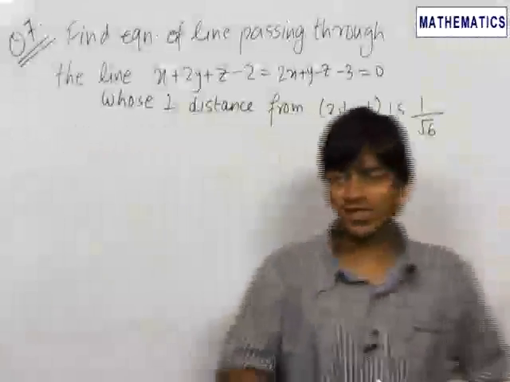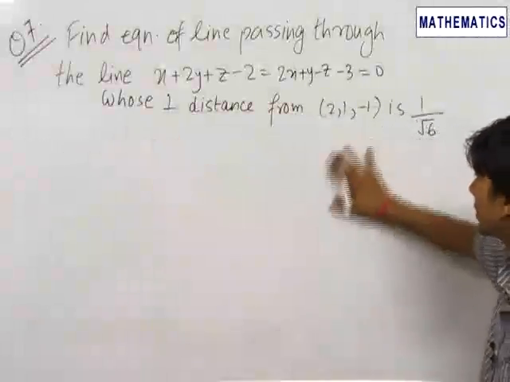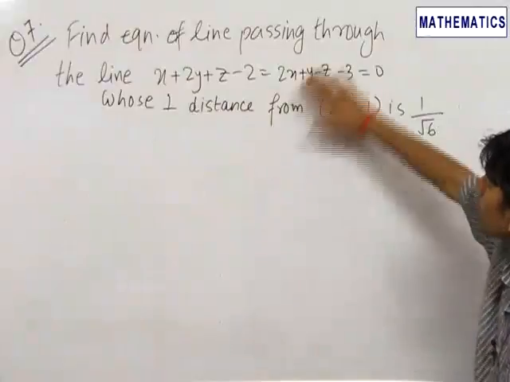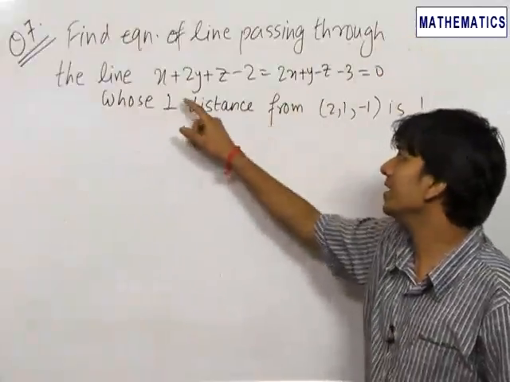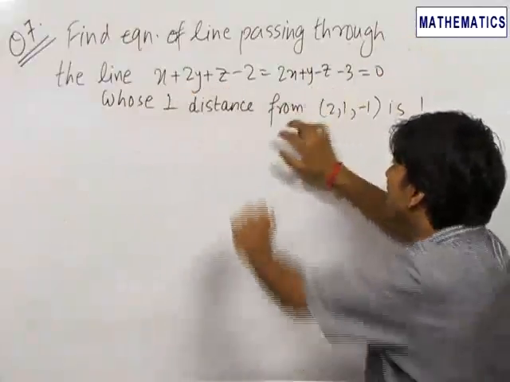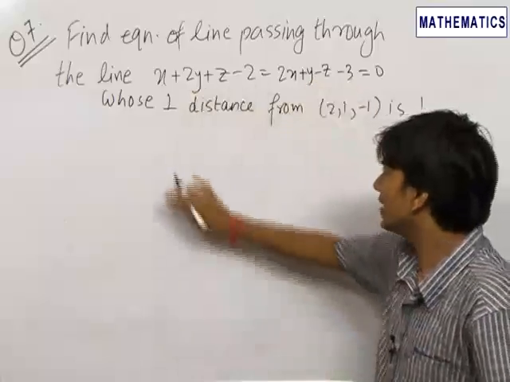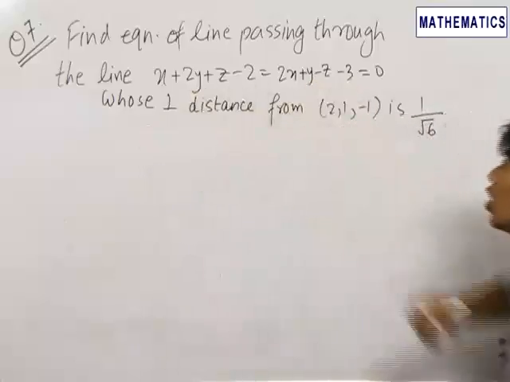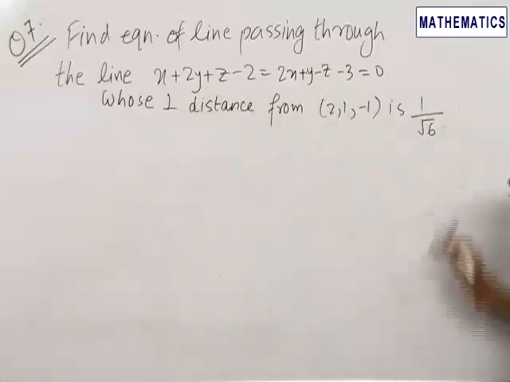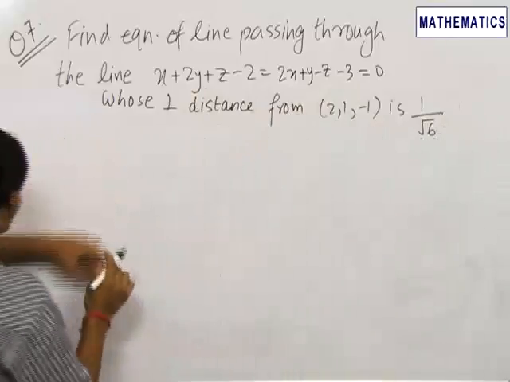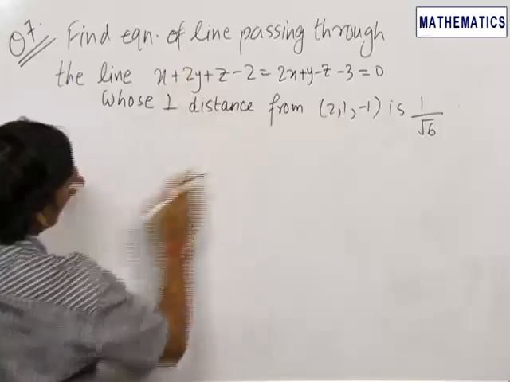The seventh question that we have is again an important question which came in IIT some time back. We need to find out the equation of the plane passing through the line given by these two planes, that is the intersection of these two planes, and the plane's perpendicular distance from (2, 1, -1) is given to be equal to 1 upon root 6. So we know that these two planes will intersect in a particular line.